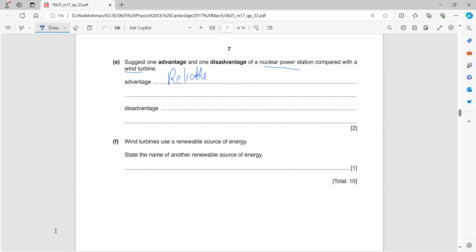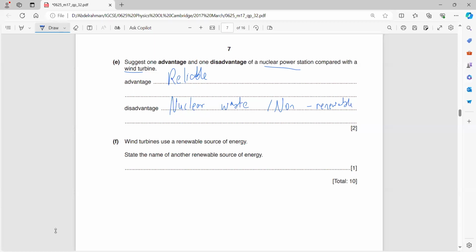Expensive. We don't need to go into too much detail about the cost. Noisy, a disadvantage of the wind turbine is that it is noisy. One disadvantage is the nuclear waste. Yes, thank you. The nuclear waste is a huge disadvantage for the nuclear power stations. Non-renewable, you can say non-renewable. It's not wrong.